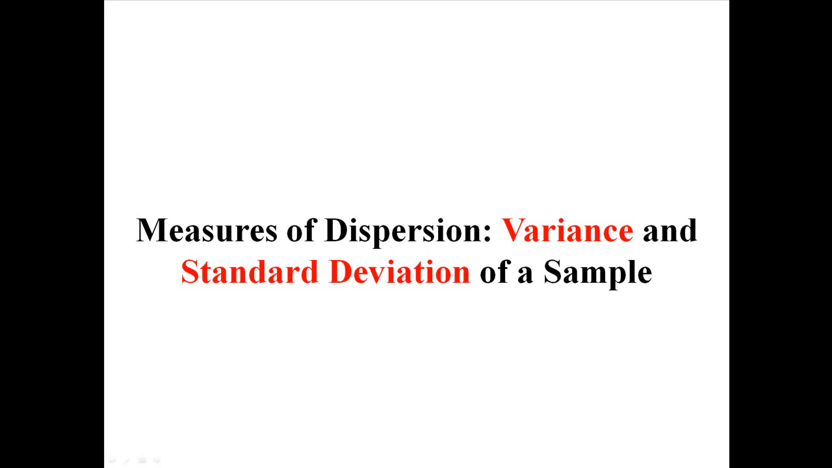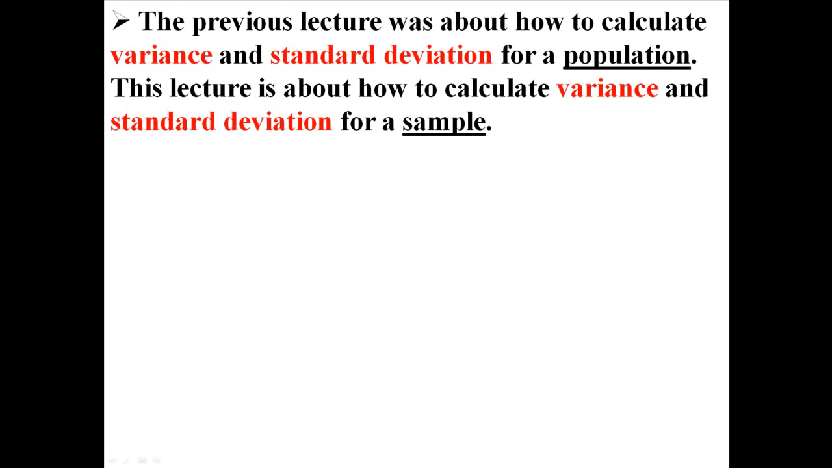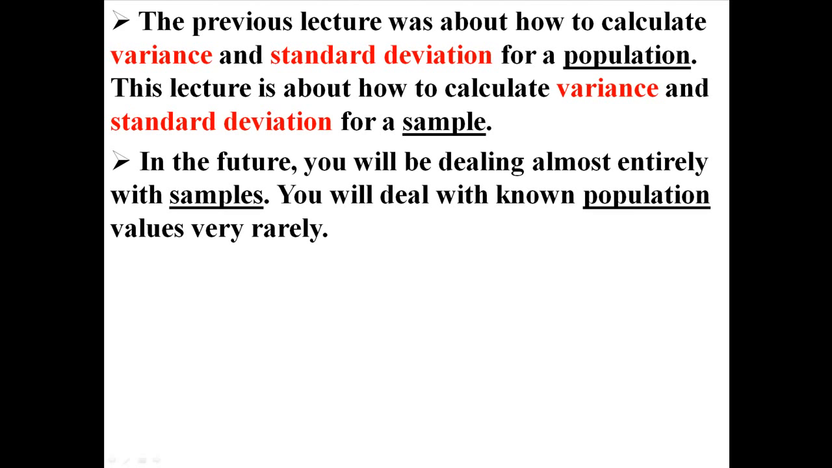This lecture is on how to calculate variance and standard deviation for a sample. Now, in the previous lecture, I talked about how to calculate variance and standard deviation for a population. This lecture is almost exactly the same, except now I'm talking about calculating variance and standard deviation for samples. In the future, you'll be dealing with almost entirely samples. You'll only know population values very rarely.